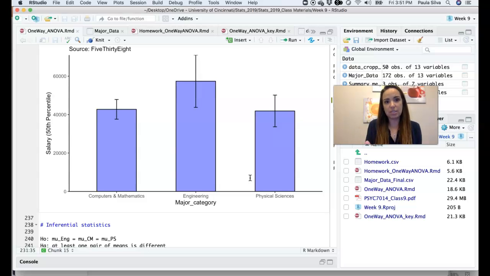So we need inferential statistics to figure out whether this pattern that we're seeing, we should trust or we should dismiss as just sampling error.